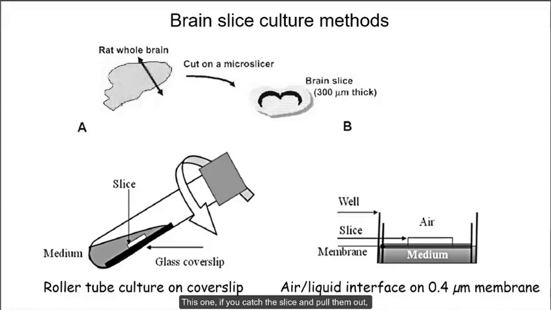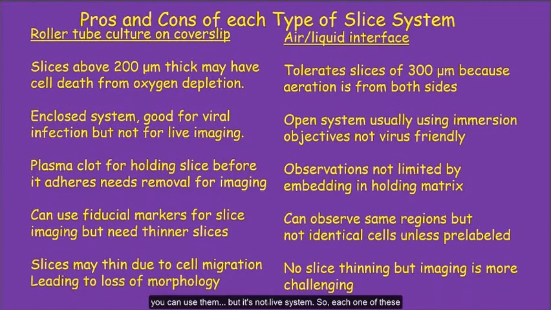This one, if you fix the slice and pull them out, you can use them and look at fixed slices, but it's not a live system. So each one of these has its pros and cons. The roller tube system, you don't really want very thick slices in there because if they're attached to a cover slip, you don't get oxygen penetration very well from both sides. But it's great for viral and for holding the slice before it adheres.